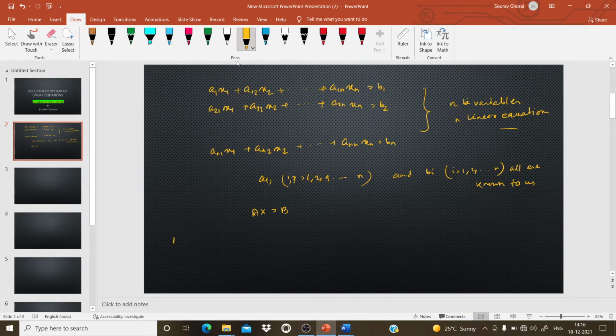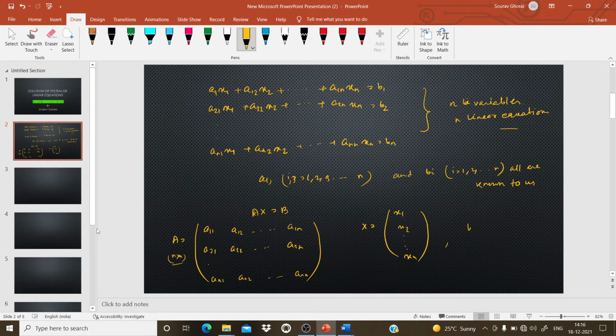So what is A here? A is an n cross n matrix: a11 a12 dot dot a1n, a21 a22 dot dot a2n, and an1, the last row of the matrix. So here A is an n cross n square matrix, and capital X is equal to x1 x2 dot dot xn, and B is equal to b1 b2 dot dot bn.